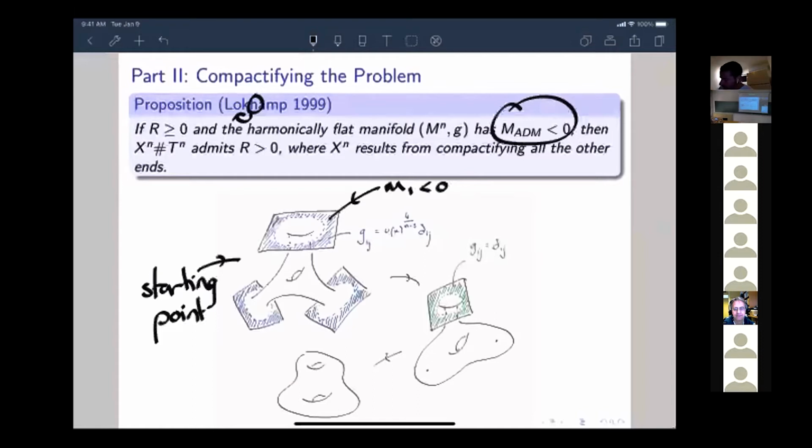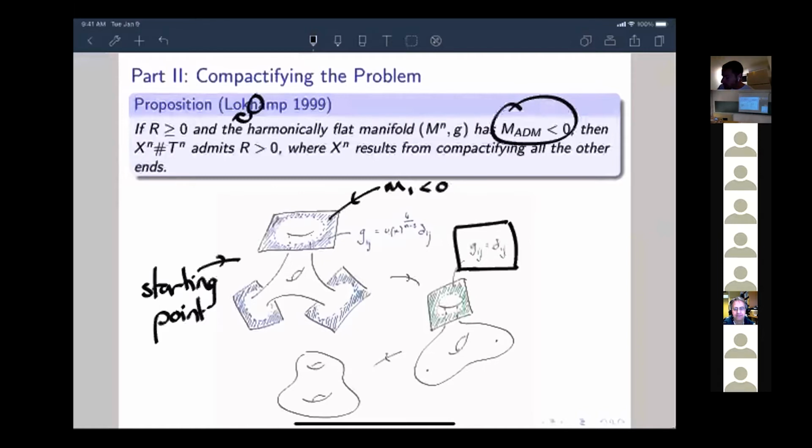Anyway, so you can compactify the ends that you are not considering, so not where the mass is negative, and you can actually show that outside of some region you can find a deformation of the metric, so that in fact you have something that's flat outside a compact set in the relevant distinguished end in which you had assumed negativity.